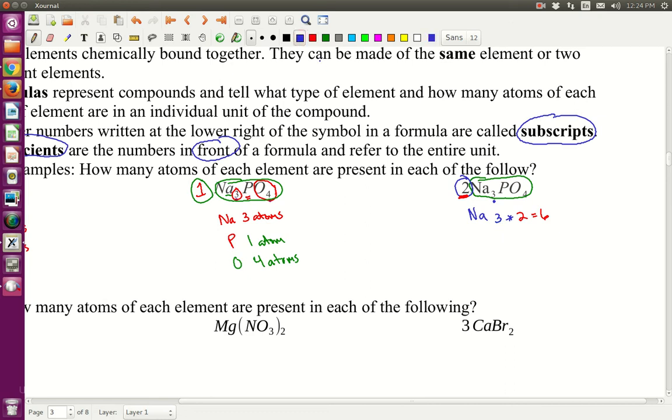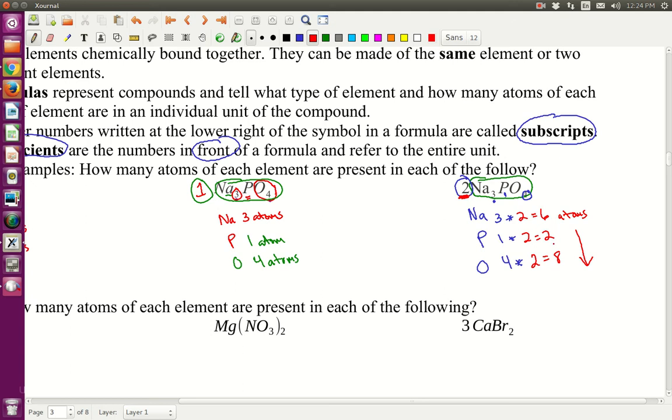And then I'm going to have phosphorus. I start off with that 1, but I have to multiply it by the 2. So I have 2 phosphorus atoms. And then I have oxygen. I start off with that 4 from the subscript, but I have to multiply it by the 2, the coefficient. So I have 8 oxygen atoms. So that's how many atoms I have of each type.